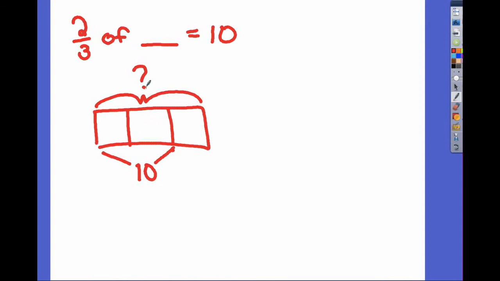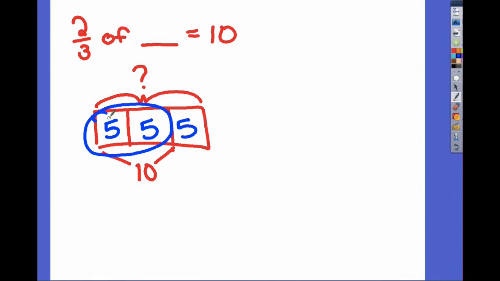No. Okay, yeah, these 2 boxes equal 10 because 2/3 of it equals 10. So your goal is to find out what the total amount is. If the total amount was 10, then the 10 would be up here on the top. So 10 divided by 2 is 5. So each box is worth 5 because 2 of them equals 10.